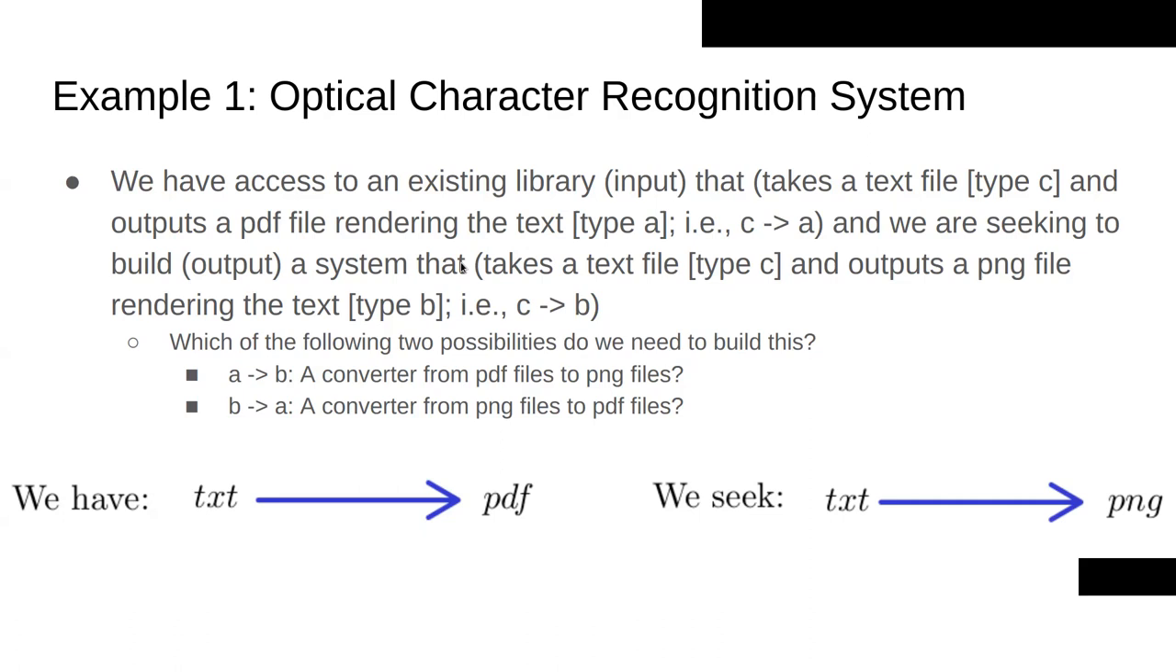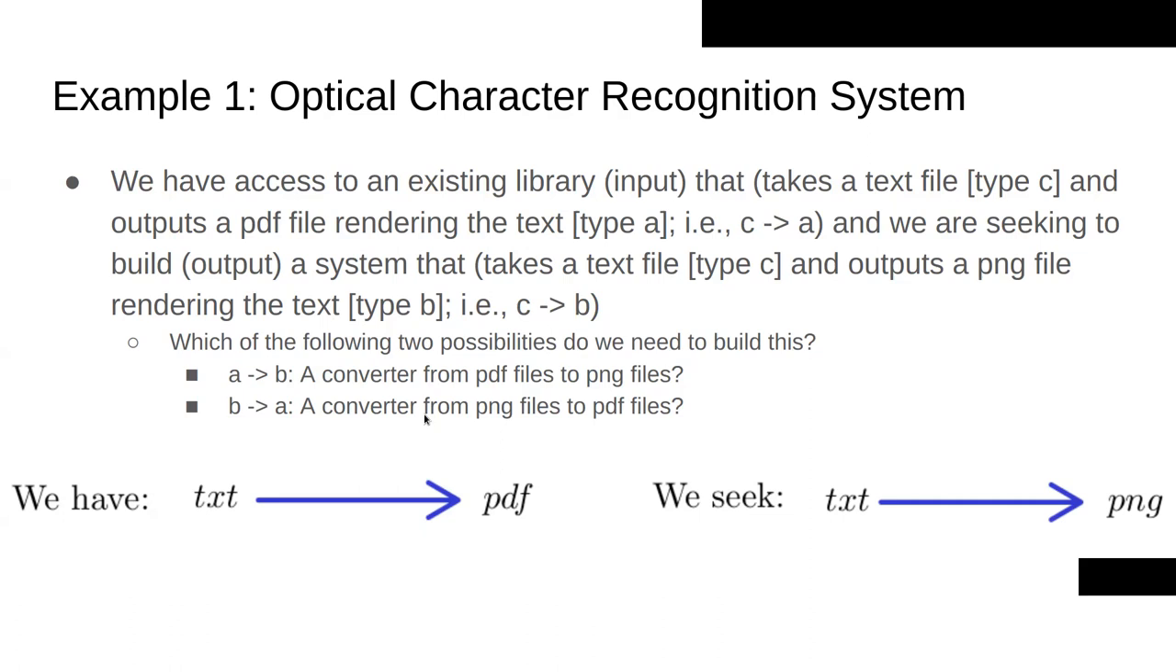What do we need to do? You already have access to a library that can take text files and put them out as PDFs. And you want to build a system that takes a text file in and outputs a PNG. What do you need? Do you need something that converts from PNGs to PDFs or something that converts PDFs to PNGs? You tell me. If this is what you have and you have access to it in a library, and now you want to build something that takes a text file and outputs a PNG, what do you need? Is it this one or this one?